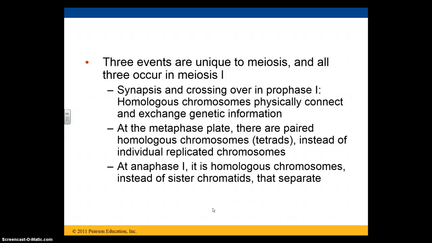Then at the metaphase plate in meiosis 1, the paired homologs, which are the tetrads, line up and divide rather than individual chromosomes. And in anaphase 1, the homologous chromosomes separate rather than having the sister chromatids separate.